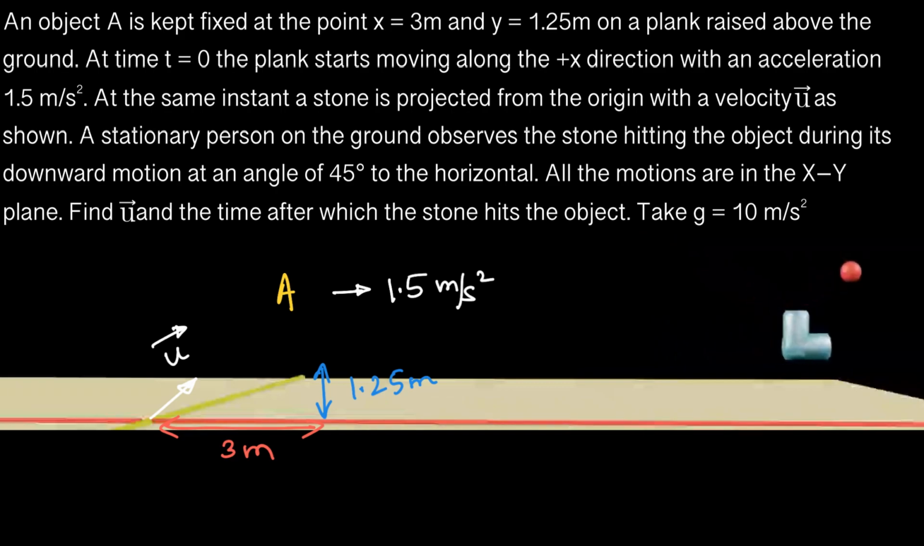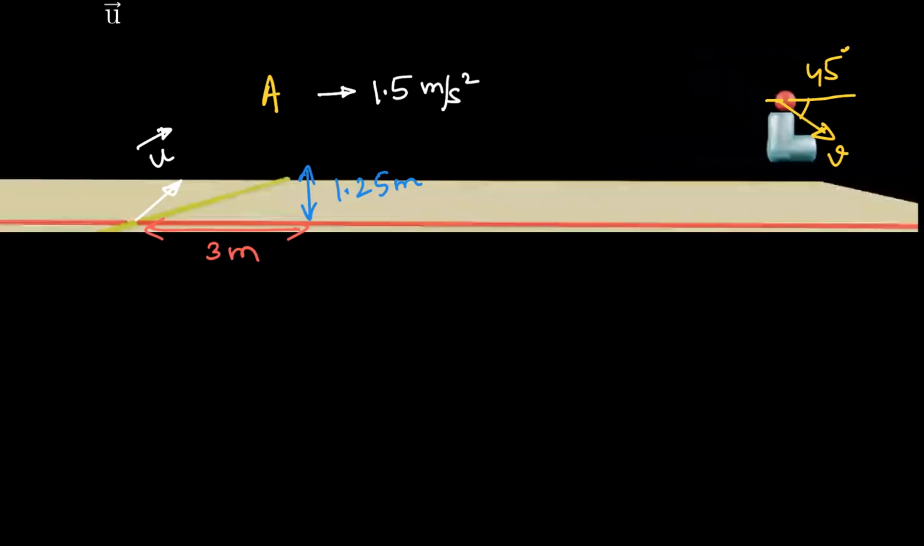Now what he is asking here is, a stationary person on the ground observes that this stone is hitting the object during its downward motion at an angle 45 degrees to the horizontal. So if we schematically draw this, with the horizontal, the velocity of this body when it hits it makes an angle of 45 degrees. We can say here that the vertical displacement of the stone which is thrown is 1.25 meters between its point of projection until when it hits the target.